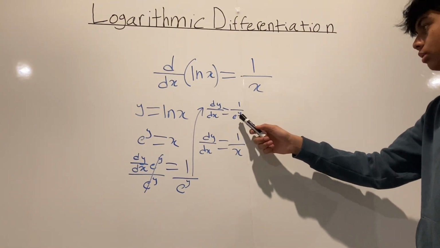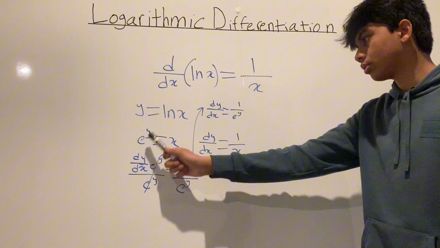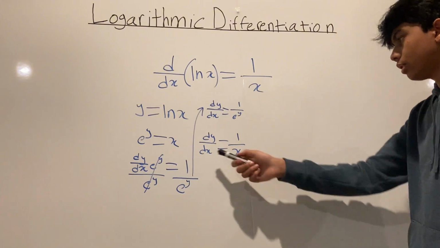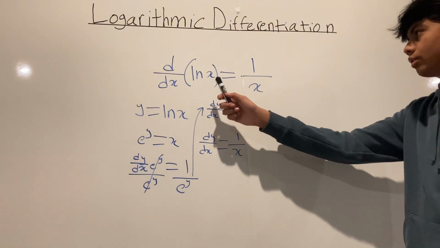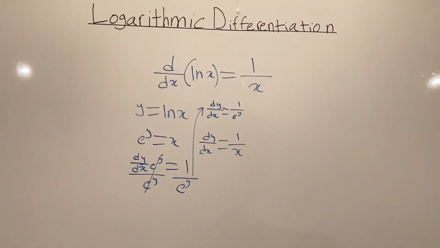Now we can substitute this as x because here we already said x equals e to the y. So if we just substitute e to the y as x, we have our answer, dy over dx equals 1 over x. So that's why the derivative of ln x is just 1 over x. And let's do some problems with these.